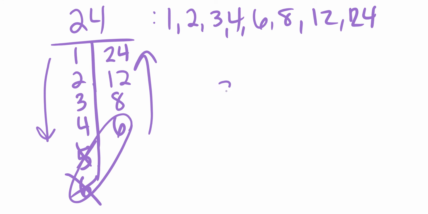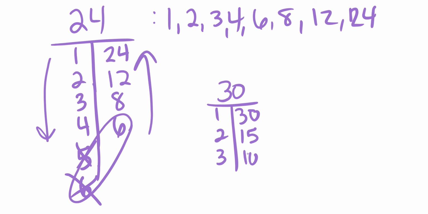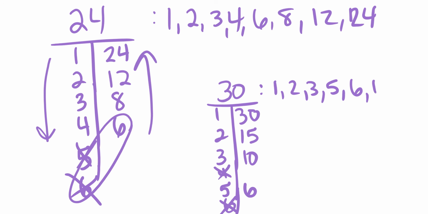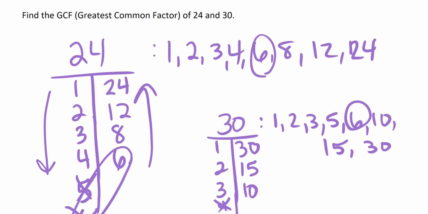Now let's look at 30. Same way. 1 and 30, 2 and 15, 3 and 10, 4 doesn't work, 5 will be 6, and my next number will be 6, but that's on the right-hand side, so I can stop. That's how we ensure we get all of the possible factors. So we list them, smallest to biggest, least to greatest: 1, 2, 3, 5, 6, 10, 15, 30. And then we go through and see which one's the biggest they have in common. In this case, it'll be 6. So the GCF of 24 and 30 is 6.